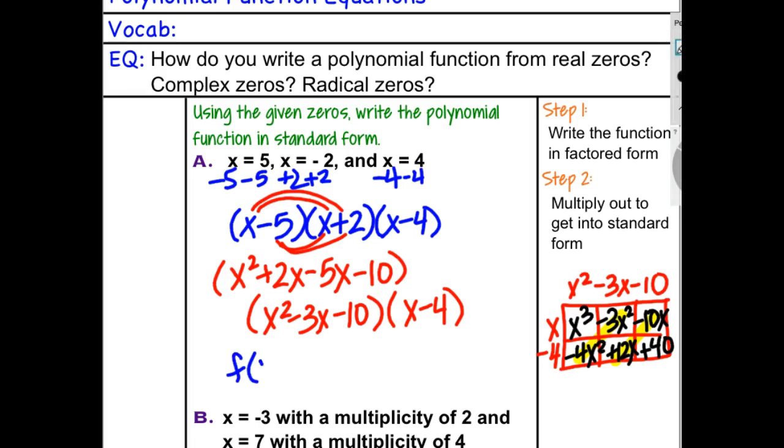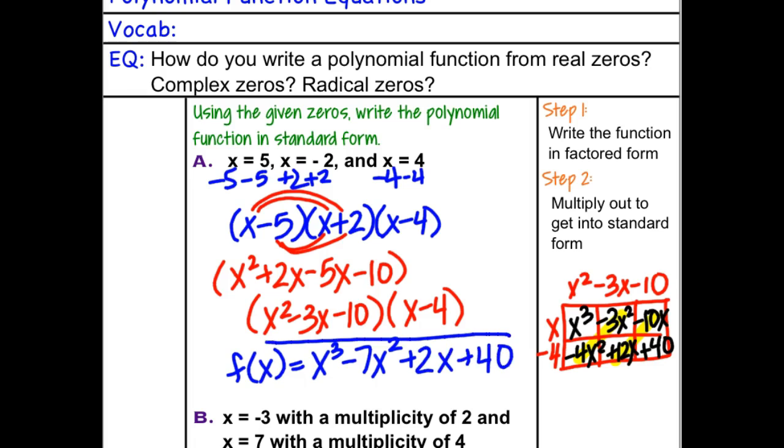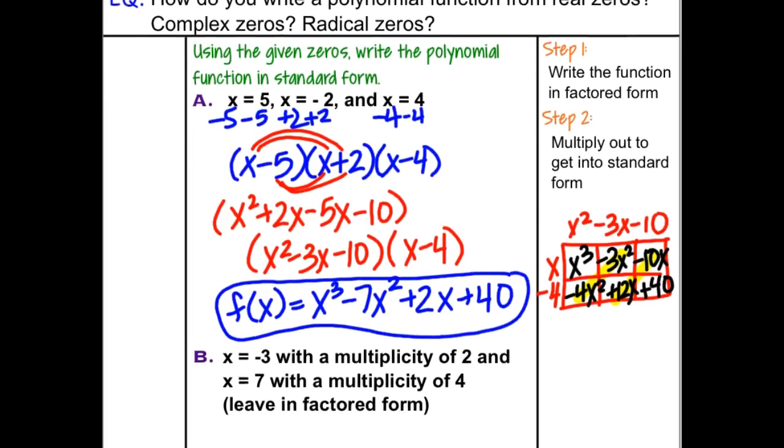of f of x, don't forget to have that, or y equals. We've got x cubed, negative 3x squared minus 4x squared is negative 7x squared. 12x minus 10x is plus 2x. And then we have our plus 40. And there's our answer.